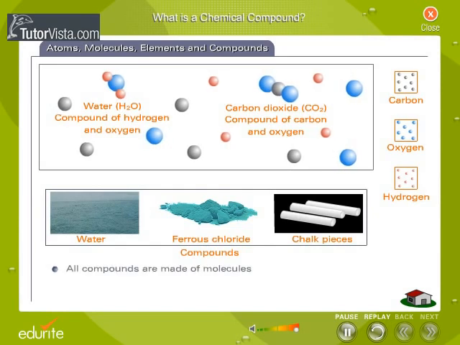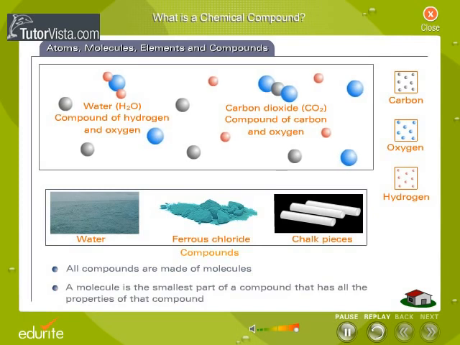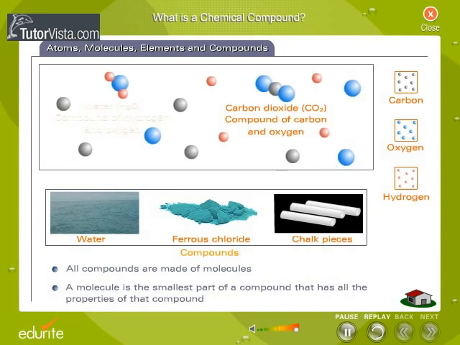All compounds are made up of molecules. A molecule is the smallest part of the compound that has all the properties of that compound. For example, a molecule of water is made up of 2 atoms of hydrogen and 1 atom of oxygen.